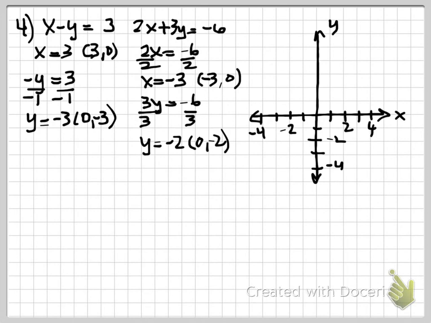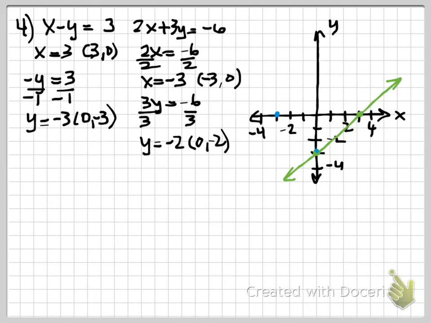I don't think we have any positive. No, we don't have any positive y's. So on the left one, the green one, we go to where x is 3, 0, and y is 0, negative 3. And then we have, in blue, x is negative 3, and y is negative 2.